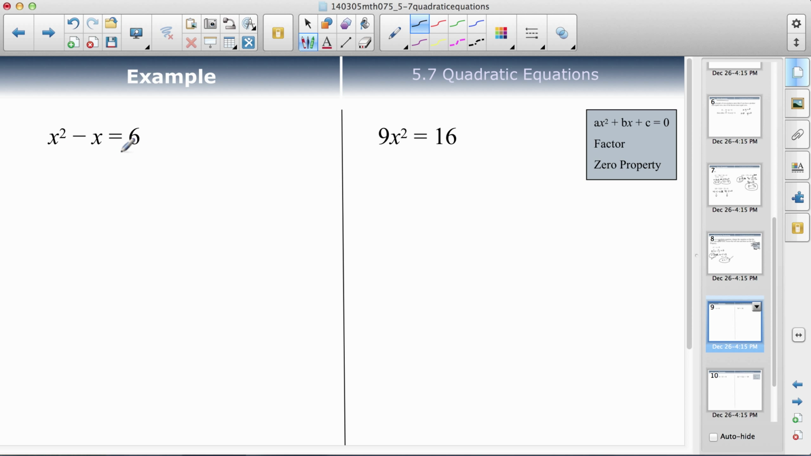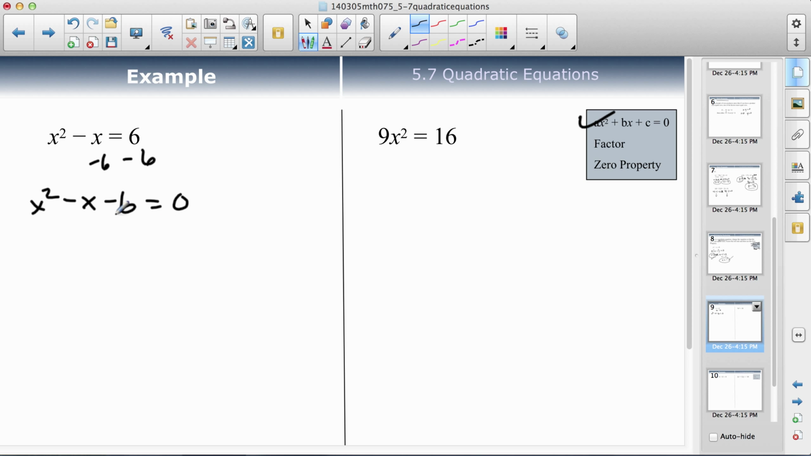Same as, oh no, that's not the same because there's a 6 there. Okay, first thing I've got to make it equal 0. So I've got to move this 6 over to this side. So I'll subtract 6 on both sides. So it'll be x squared minus x minus 6 is equal to 0. Now I need to factor.